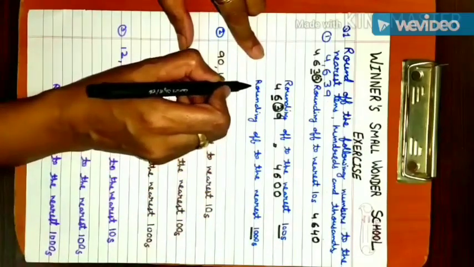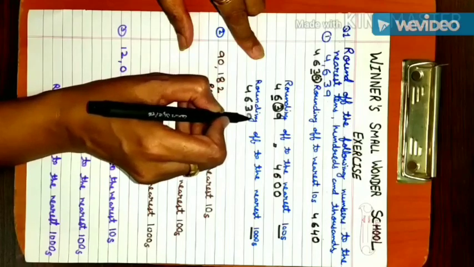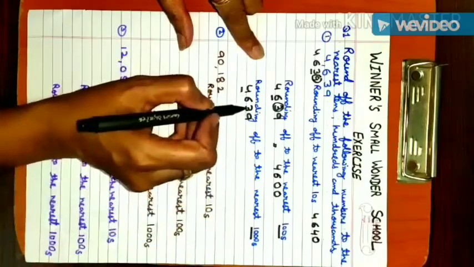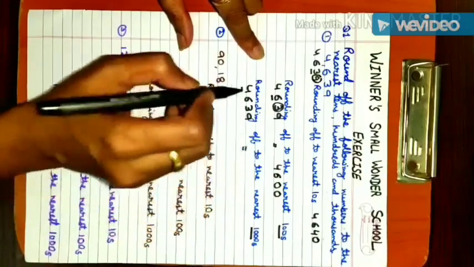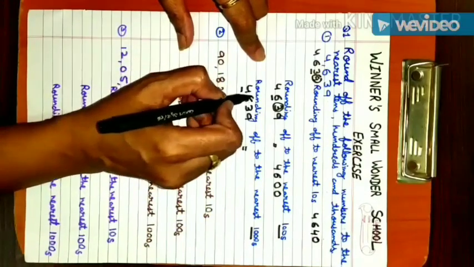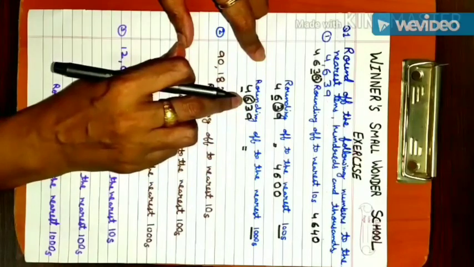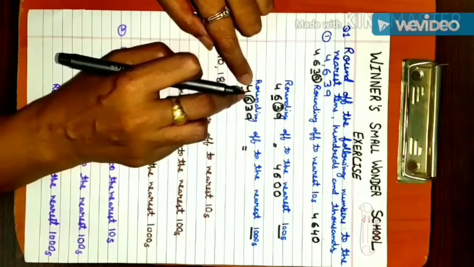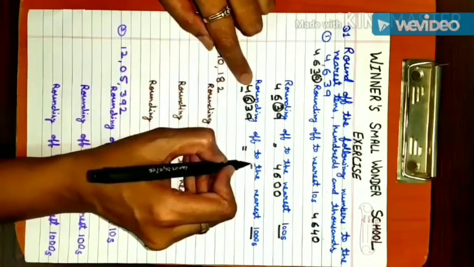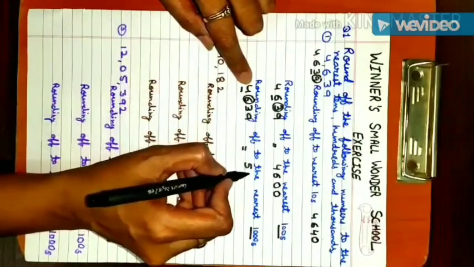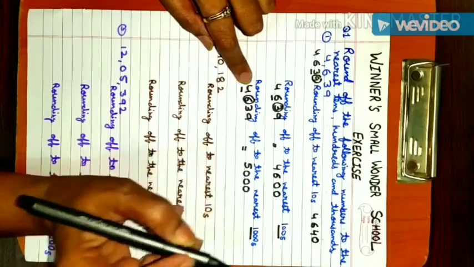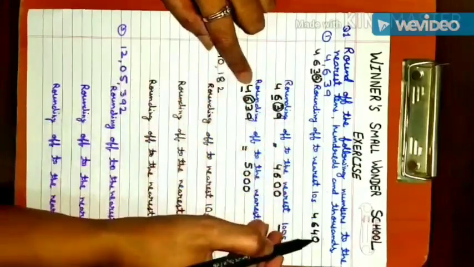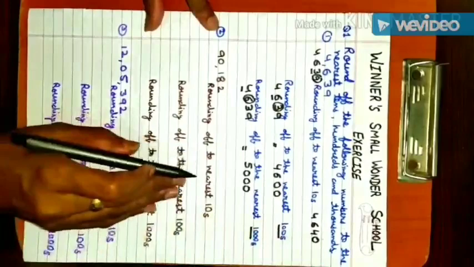Now, rounding off to the nearest thousands. The digits are 4, 6, 3, 9. Ones, tens, 100 and 1000. Okay, nearest thousand. Now, the checking number is the next number, 6. So 6 is more than 5, 5, 6, 7, 8, 9. So round up. So 4 plus 1, increase by 1, 5, and replace the remaining digits by zeros.